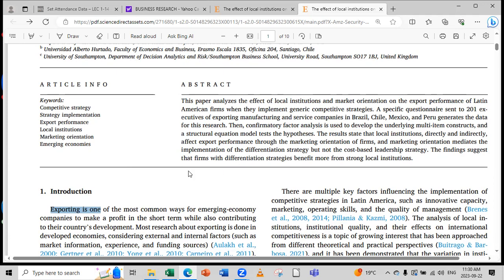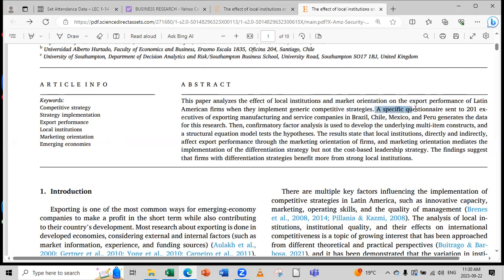Okay. This paper, look at this now. Let us see what's the abstract. This paper analyzed the effect of institutional and market orientation on the export performance of Latin American firms when they implement generic competitive strategies. Look at this, what he did in the research. He's writing in brief what he did in the research, or what the authors did together in this research.